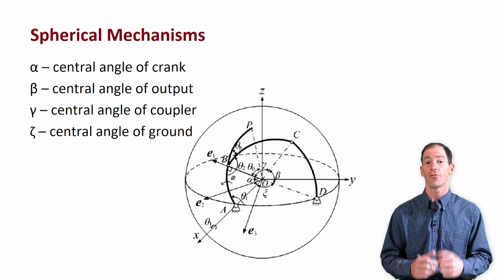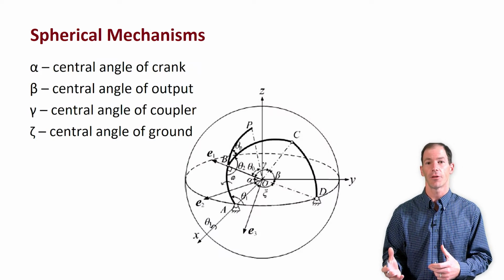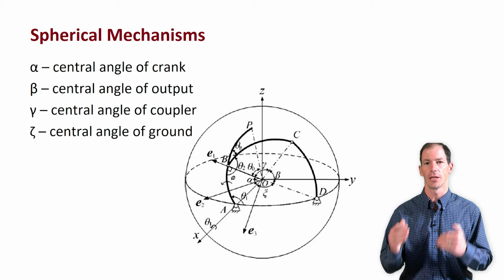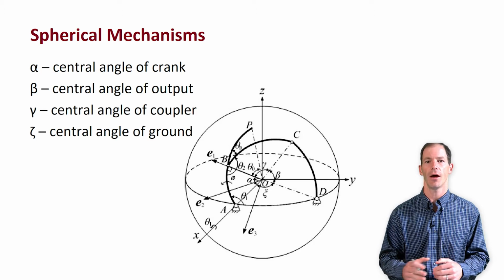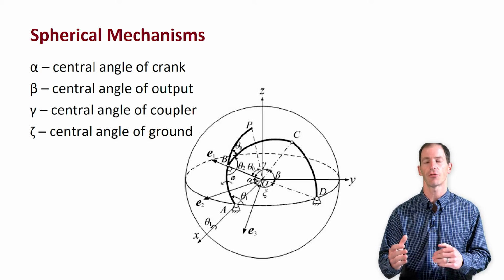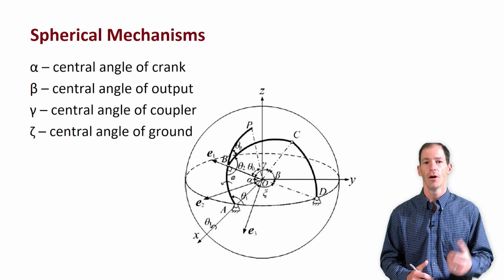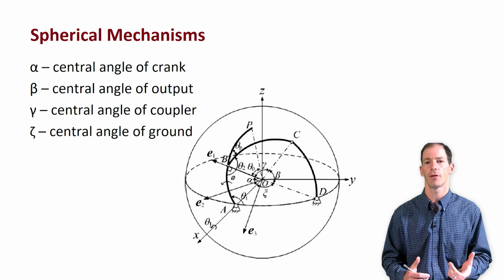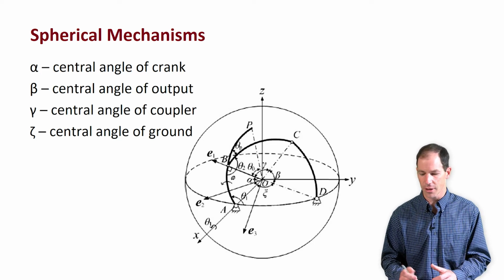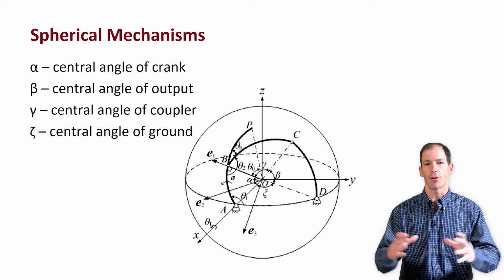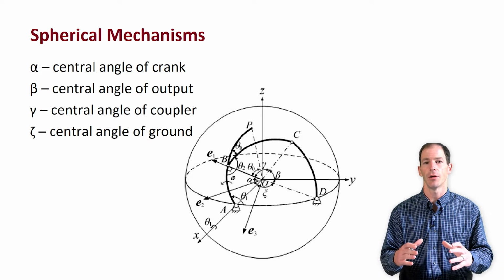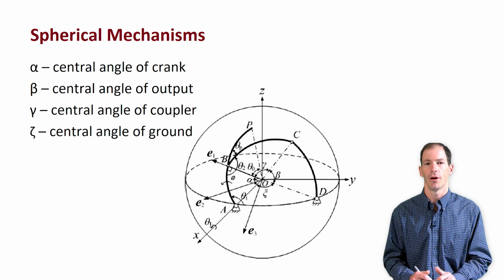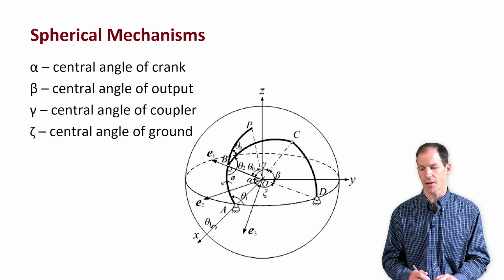So we represent our spherical mechanisms very similar to what we've done with our planar mechanisms, where instead of the link lengths that we have in the planar world, now we have the link angles, or the central angles that they occupy. So the central angle of the crank link, we give that the angle alpha. The central angle of the output link is beta. We have gamma for the coupler, and we have zeta for the ground link. So you can see that regardless of what the diameter or the radius is of my sphere, these central angles define the motion of a spherical mechanism, and that's how we represent them.